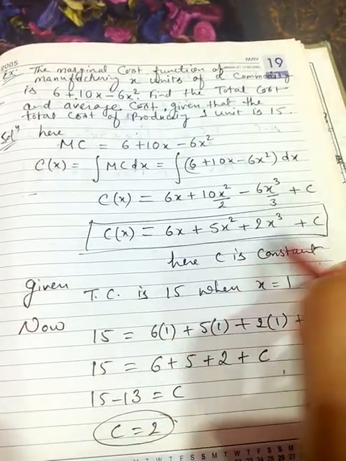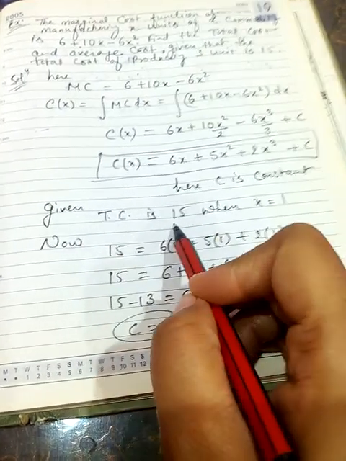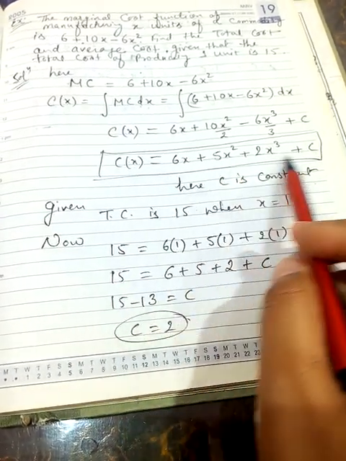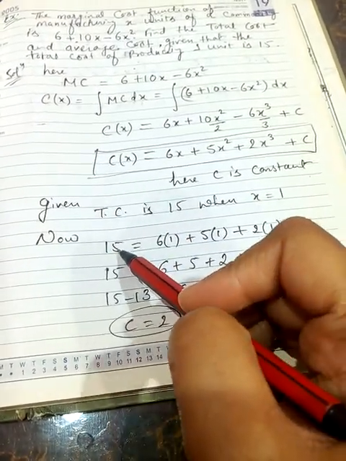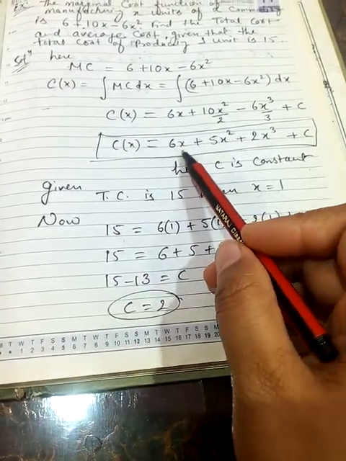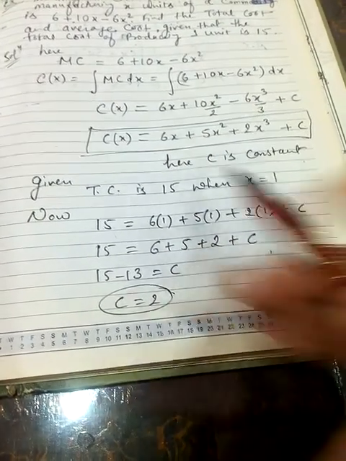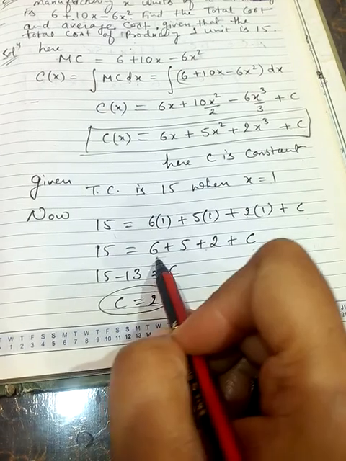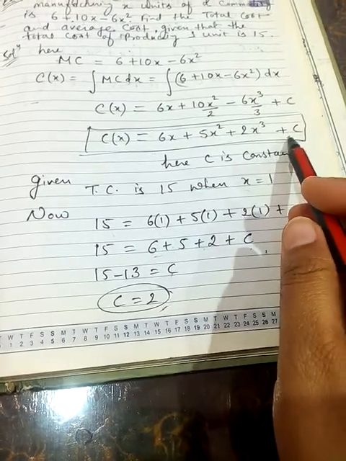So to calculate this constant term, the given condition will be used. Here the total cost is 15 when the quantity is 1, when x is 1. So I'll write in this cost function, when x is equal to 1, the total cost is 15. So let's see how we will simplify it. The total cost 15 is equal to, in place of x, I'll substitute 1: 6 into 1 plus 5 into 1 plus 2 into 1 plus c. So it is 6, 5, 2 plus c. 6 and 5 is 11, and 2 is 13. 13 is subtracted from 15, so it will be 2. So the value of c is 2. So we are able to calculate the constant term.